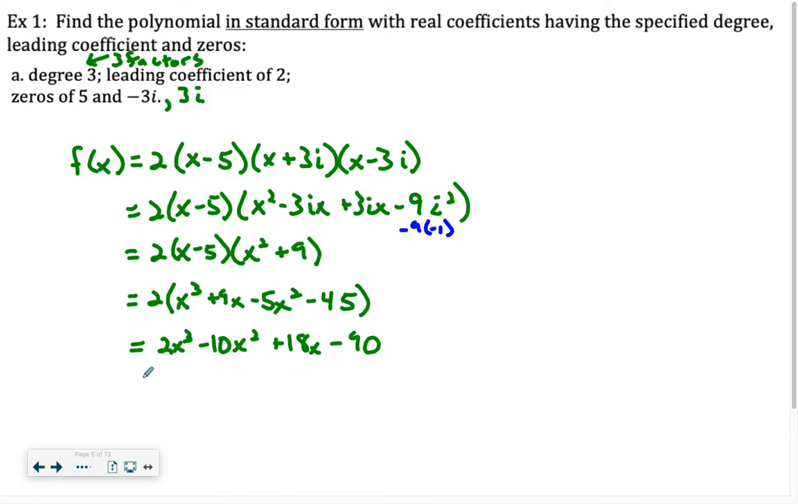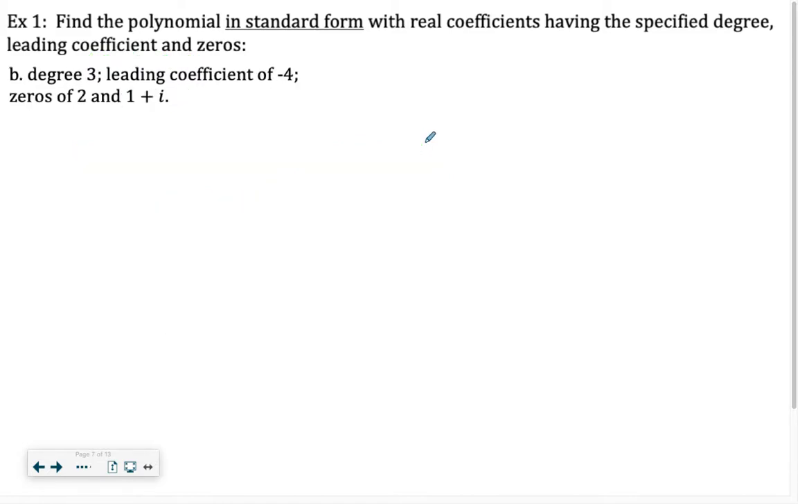Okay? This polynomial satisfies all of these parts of the problem. It is third degree, the leading coefficient is 2, and the three zeros are 5, negative 3i, and positive 3i. Okay, so we start with this and multiply it all out. Let's take another example like that.